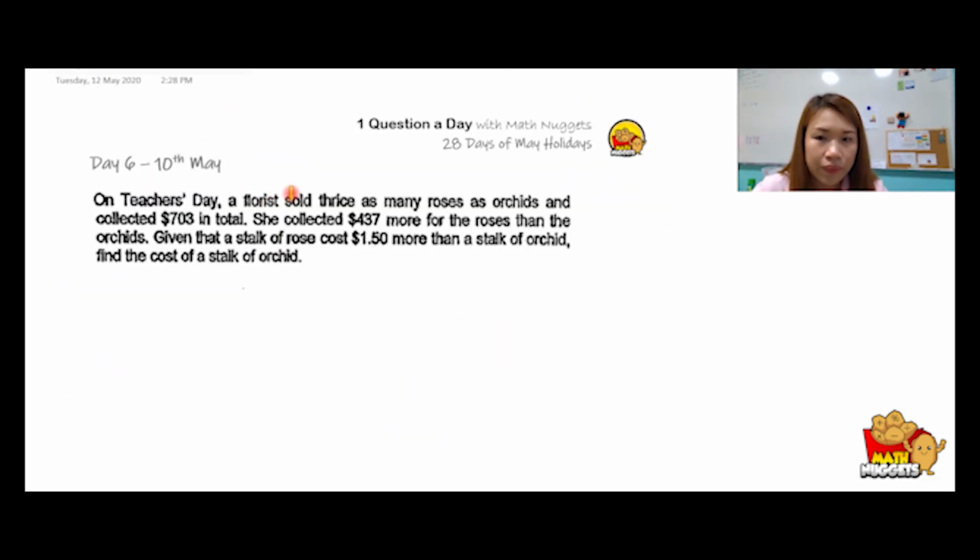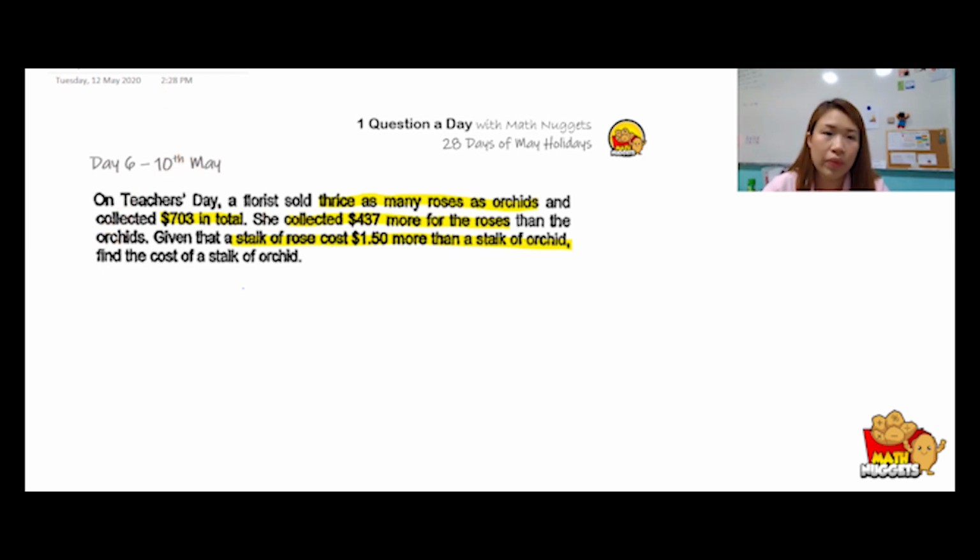Next, we have day 6. This is a quantity versus value question. We know that there were thrice as many roses as orchids. We know that $703 was collected in total. We also know that she collected $437 more for the roses. And we know the difference in the price of each rose and orchid.